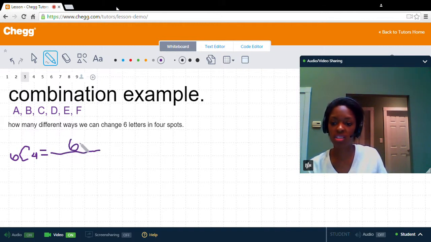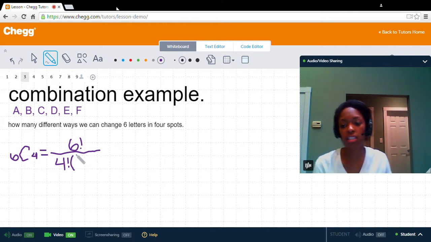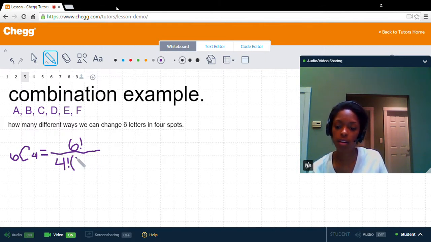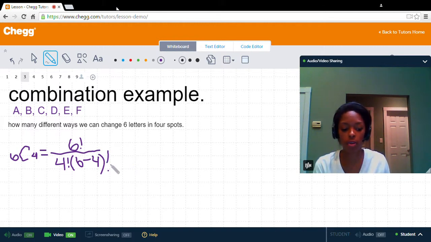So we're going to do 6 factorial over 4 factorial. You want to make sure that you're using the parentheses, because if you do not, it will mess up your problem, because you'll end up multiplying 4 and 6 factorial and then subtracting that. But then we're going to do 6 minus 4, close parentheses, factorial.